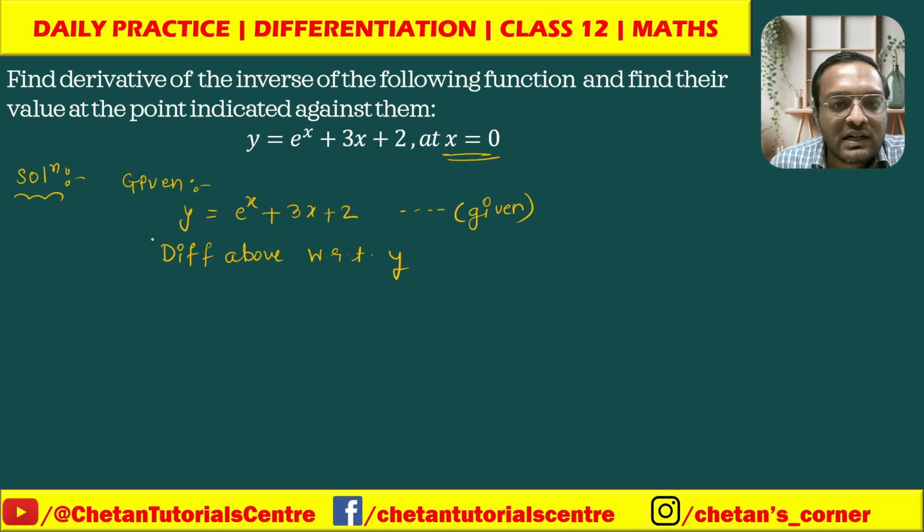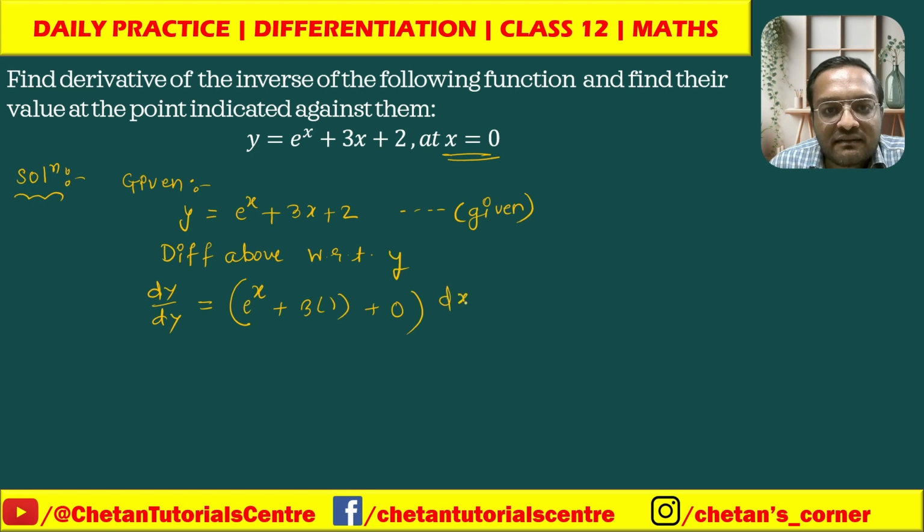So after differentiation, what I will get? Dy by dy will be derivative of y with respect to y, and derivative of e raised to x with respect to y is e raised to x plus derivative of 3x with respect to y is 3 into 1 plus derivative of 2 with respect to y is 0, and this entire derivative will be multiplied with derivative of x with respect to y, that is dx by dy. So in this way we differentiate the given function with respect to y.